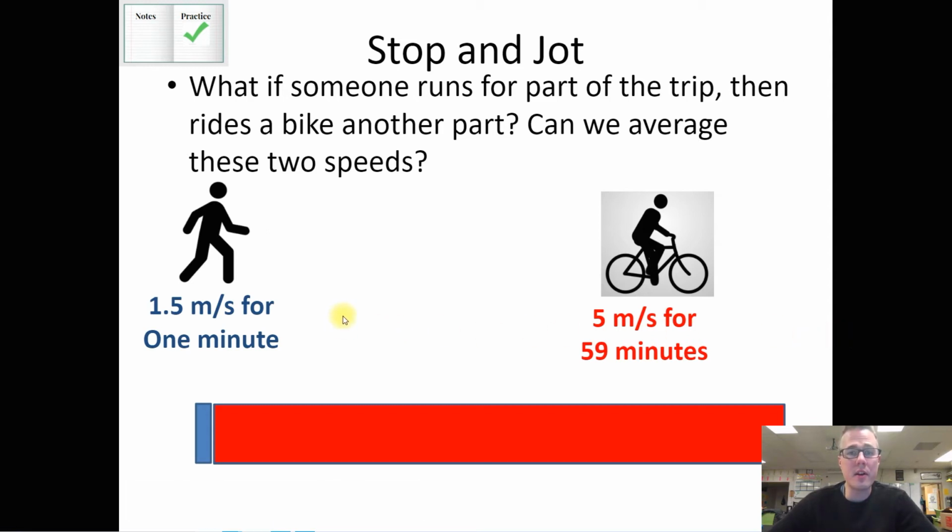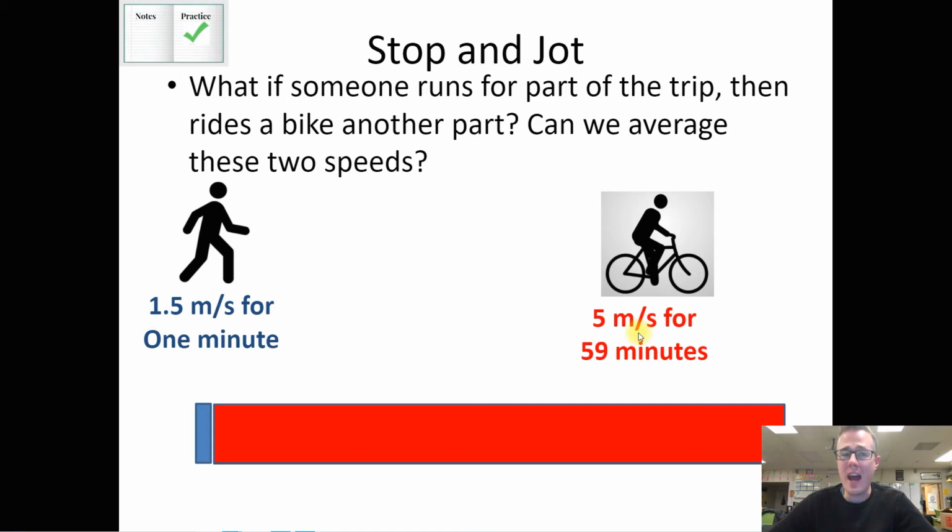So let's say that you went on a little trip. Really little. You walked and you rode a bike for the two parts of this trip. For the first part, you walked at 1.5 meters per second, but you only did that for a minute. So that's this little blue part to represent your walking part. And then you found a bike along the way, 1 minute into your trip, and you're like, hey, walking is for chumps. I'm going to ride this bike. So you get on a bike and you ride for 59 more minutes, and on your bike you ride at a leisurely 5 meters per second.